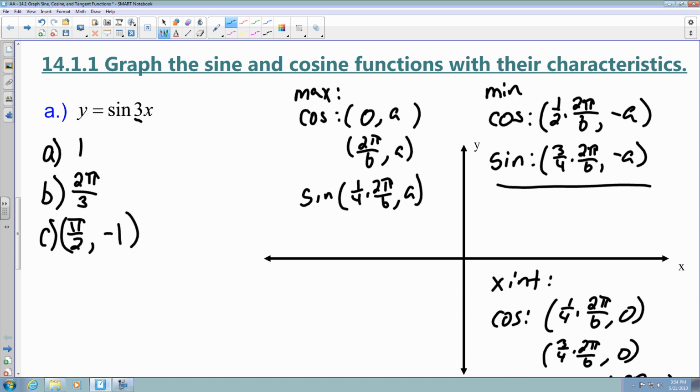And then the maximum for this particular one, we're going to have just the one coordinate because it's sine, and it's going to be 2 over 12, so it's going to be pi over 6, comma 1.